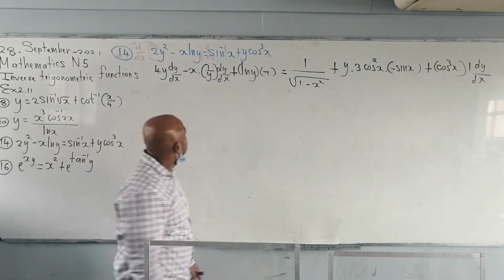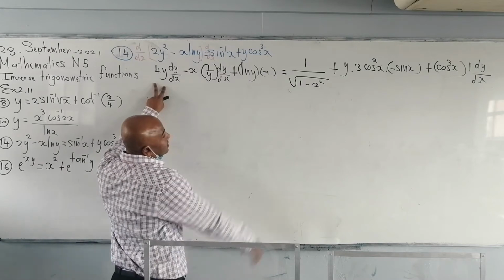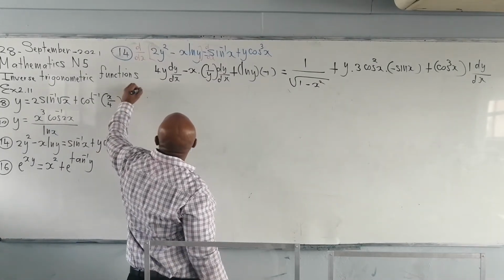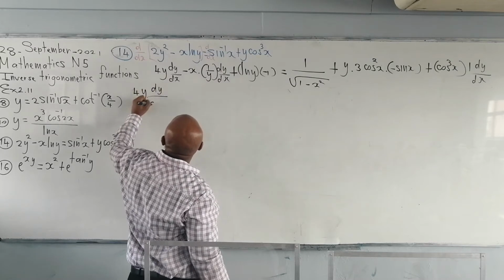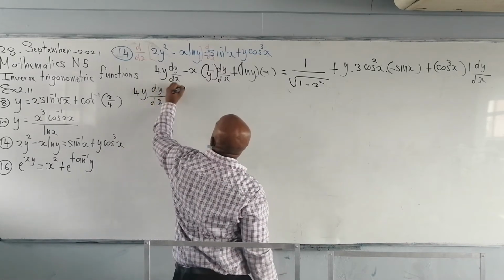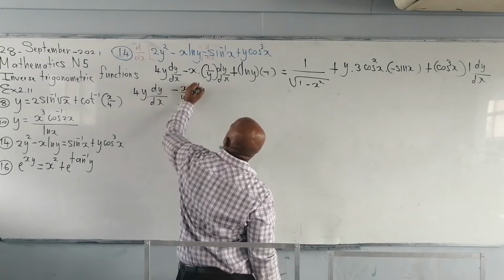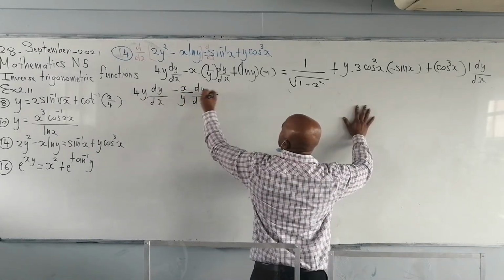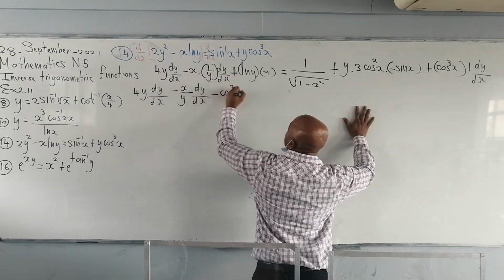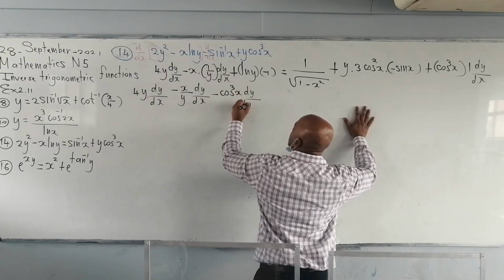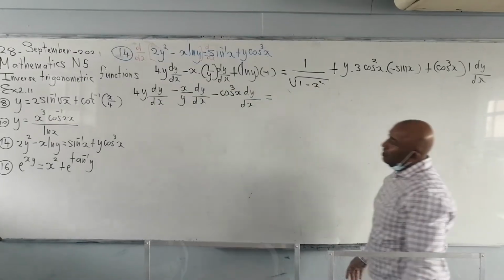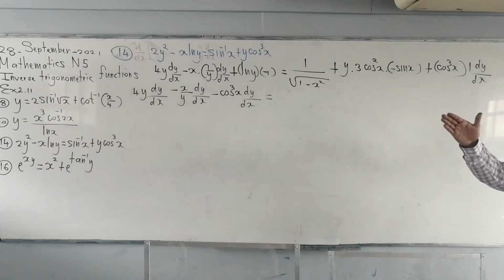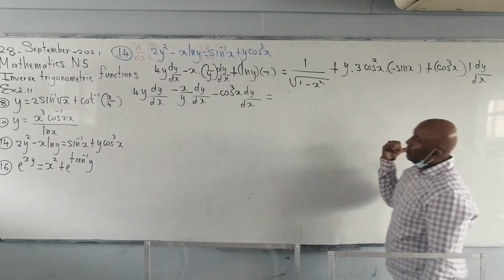So I've got this term, that term, and that one there. Let me take all to one side. So I've got my 4y times dy over dx minus x over y times dy over dx. There's one more here. So this is going to be minus cos to the power 3 times dy over dx. And those are the only terms that have dy over dx. Take them to one side. Anything else to the other side.